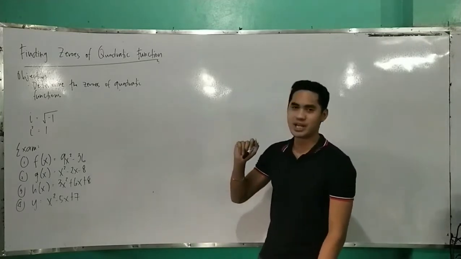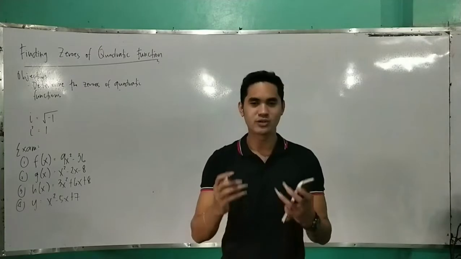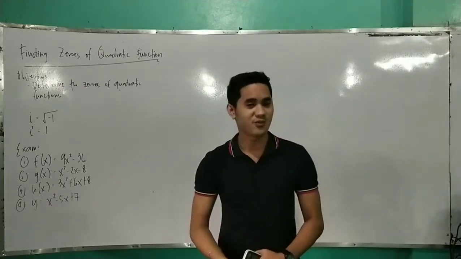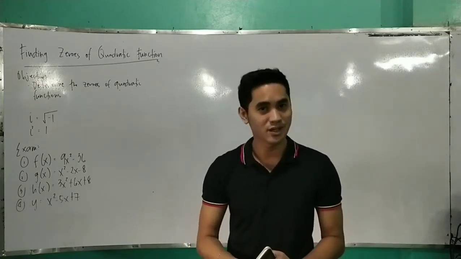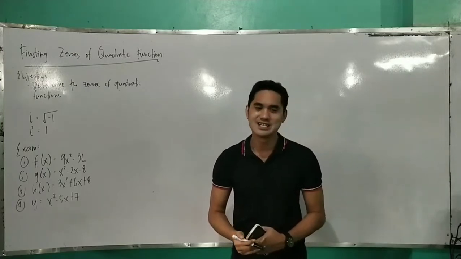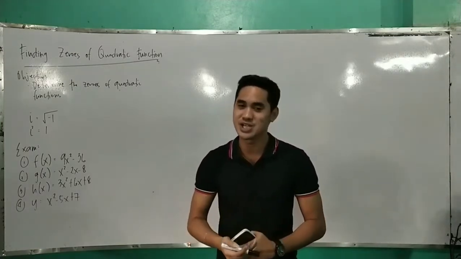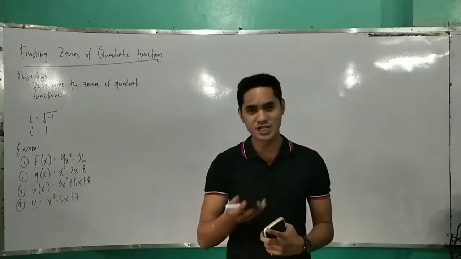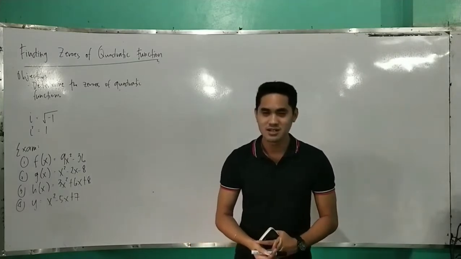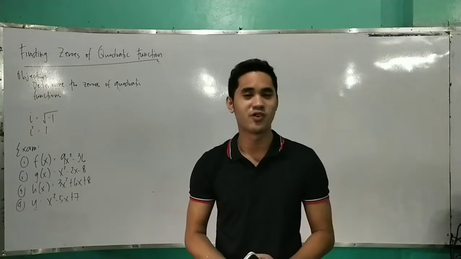In today's video, we're going to talk about finding zeros of quadratic function. For today's objective, we're going to determine the zeros of quadratic function by using the methods or ways in computing a quadratic equation. So ano nga ba yung 4 ways and 4 methods na yon na ginagamit natin sa quadratic equation? So meron tayo doon, the first one by extracting the roots, the second one by factoring, the third one by completing the square, and the fourth one by using the quadratic formula.